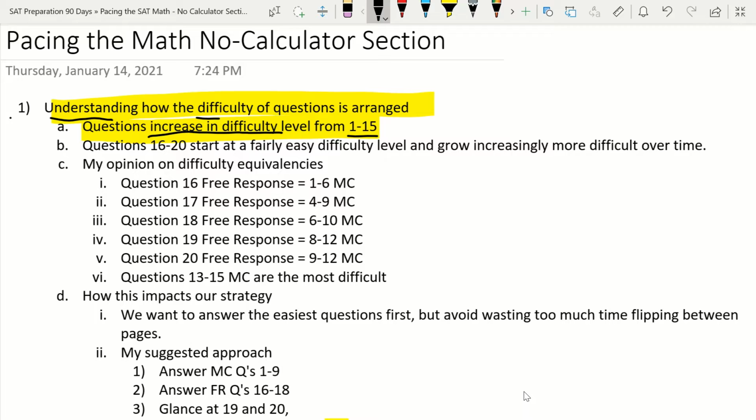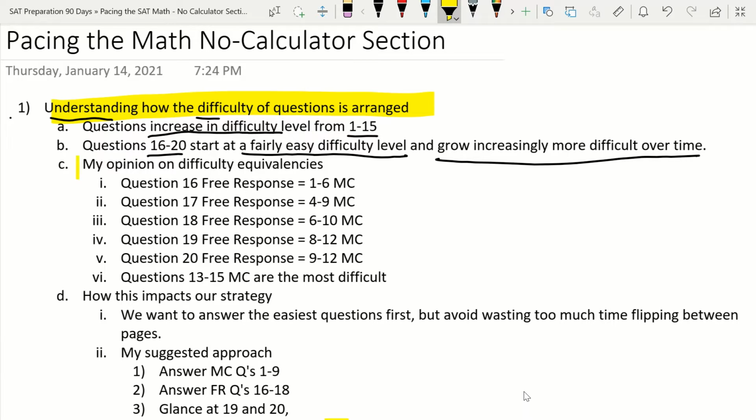So while the questions get more difficult as we go from 1 through 15, from 15 to 16 we actually see a drop in difficulty because questions 16 through 20, they start at that fairly easy difficulty level, right? And then they grow increasingly more difficult as you go from 16 to 20. But question 16 is generally easier than question 15 because we drop in difficulty from the end of that multiple choice section to the start of the free response section of the Math No Calculator. Okay, so if we understand that, we can adopt a strategy to take advantage of that and make sure that we're answering the easier questions rather than the harder questions first. That way, we're making sure we're maximizing our chances at getting points.